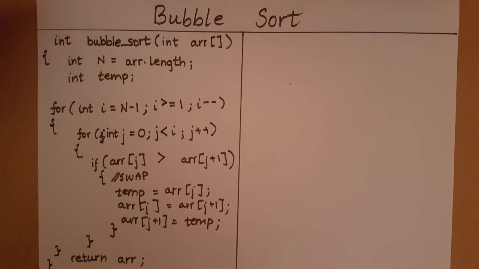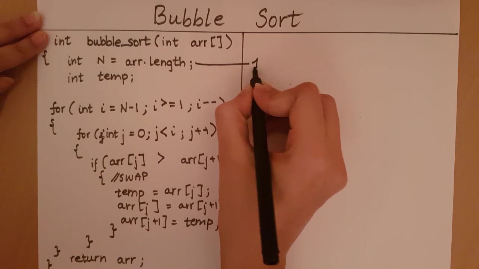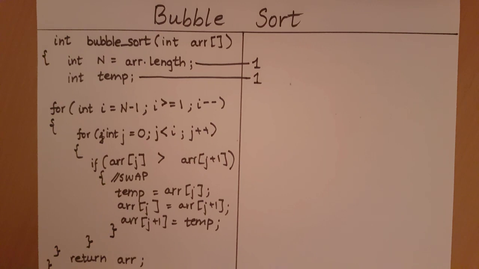This is going to take 1 unit of time because it is just an assignment. This is again going to take only 1 unit of time. It's just an assignment. Now we come to the loops. We have said that the length of the array, or the number of elements in the array, is capital N.